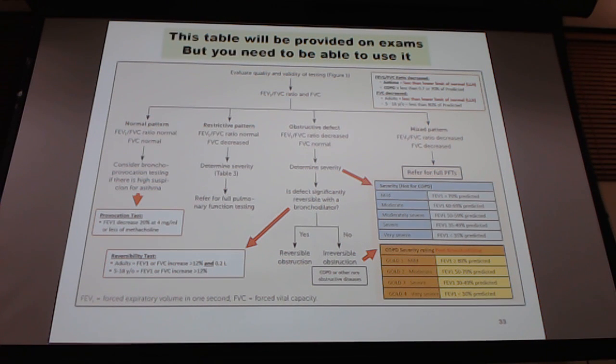We go all the way to the left here. We've got normal FEV1, FVC. We come down here, and we can consider bronchoprovocation if we suspect asthma, right? Don't worry about that, but it's on the chart. You don't need to memorize that or use that for anything. Restricted pattern is when the flow is normal, but the volume is decreased. And then it says to determine severity. That's, again, not something that we're going to be doing on this, so you can cross that out as well.